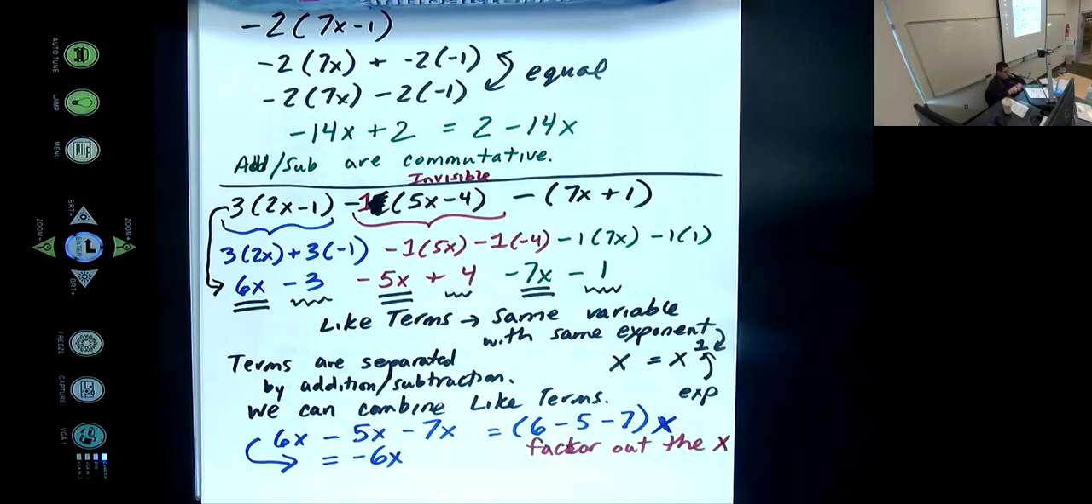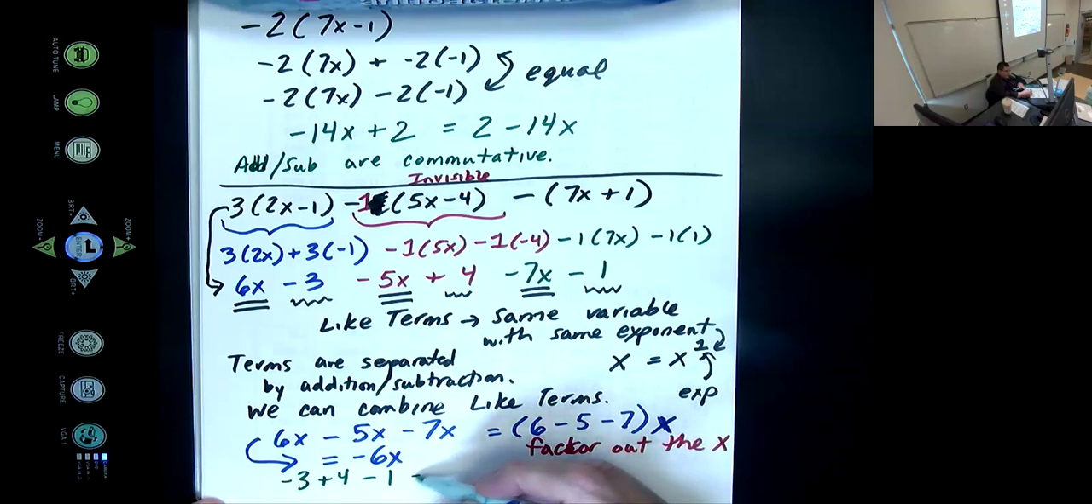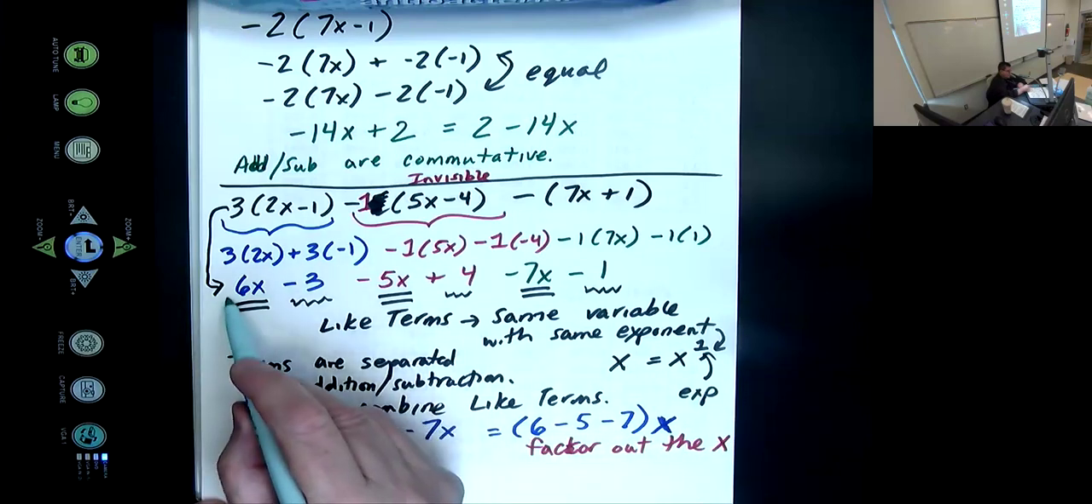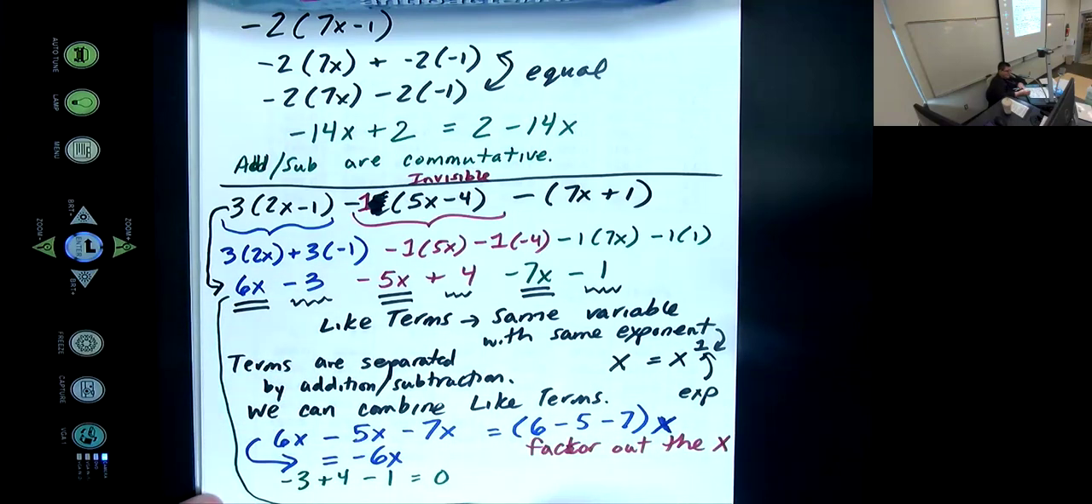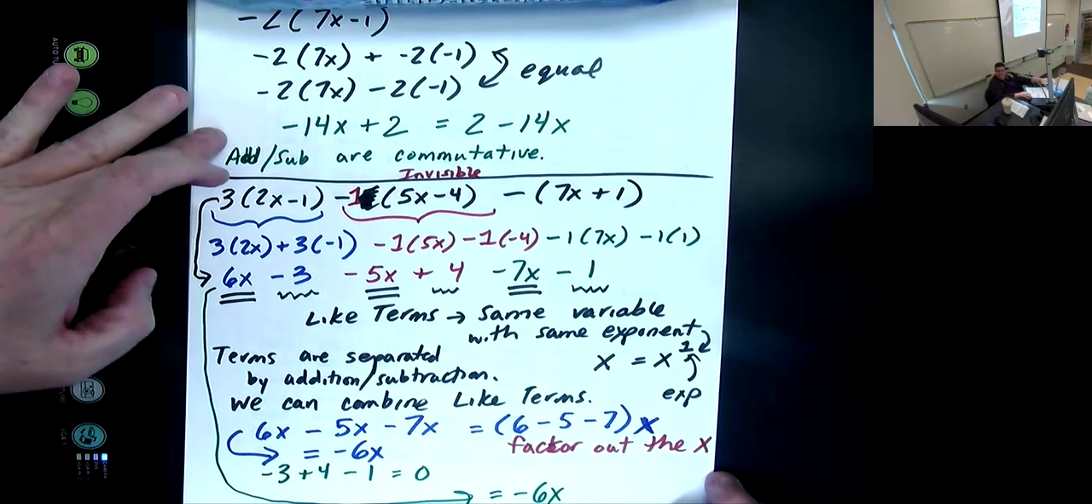And we do the same thing with the -3, 4, and the -1, but there's nothing to factor out. We're just gonna add those together. And that adds up to 0. So this just ends up being the -6x because all of the numbers added to 0. Oh, I'm off screen a little bit.